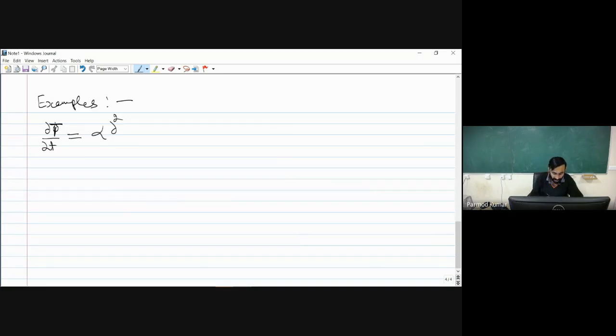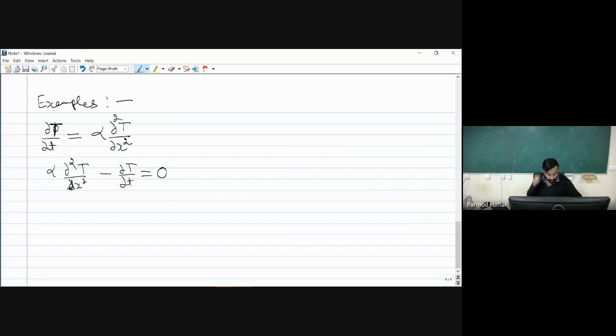So I have an equation, say ∂T/∂t = α ∂²T/∂x². Can you tell me what is the nature of this equation? So for this equation, I can write it as α ∂²T/∂x² − ∂T/∂t = 0.